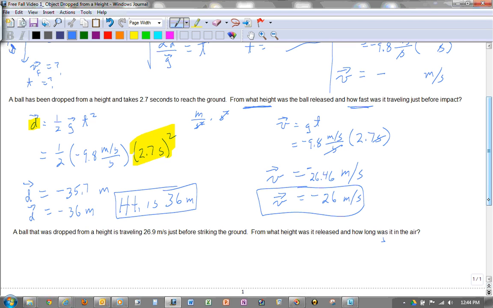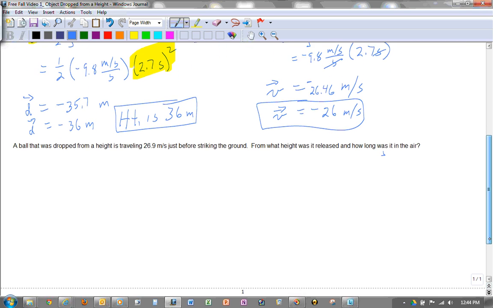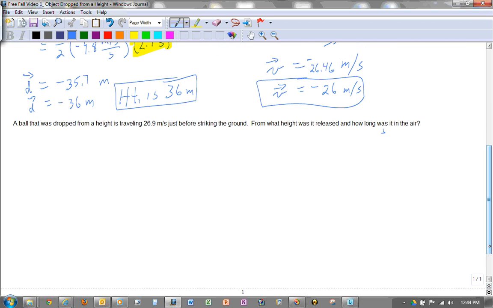Alright, and then the final one in this set is a ball dropped from a height, and it tells you how fast it's going just before it hits the ground. You want to know what height it was released from and how long it was in the air. So if I know that V equals GT, and I want to find T, I would have to say T is equal to V divided by G.